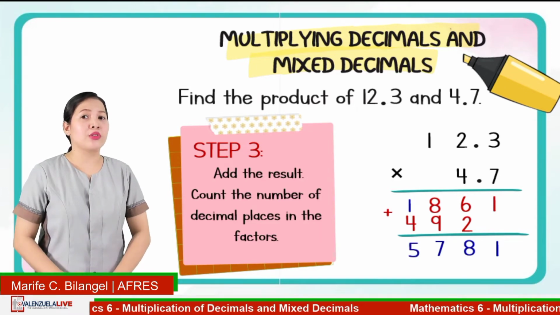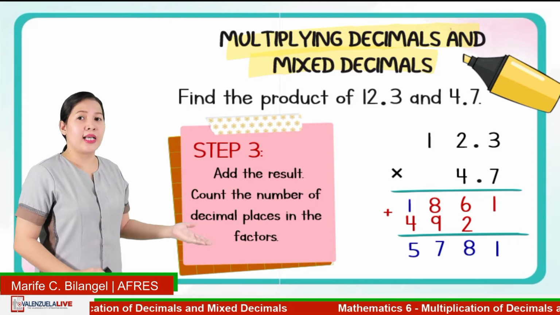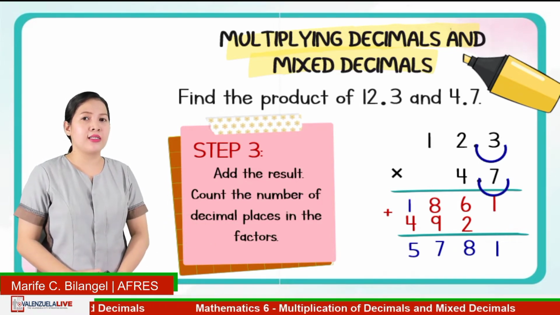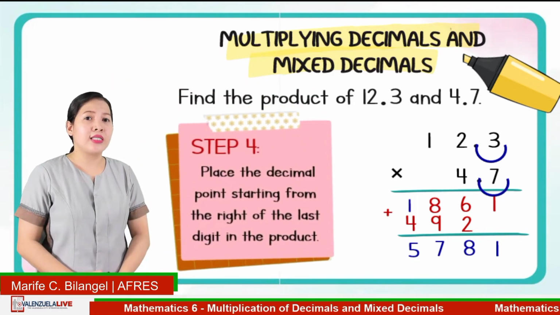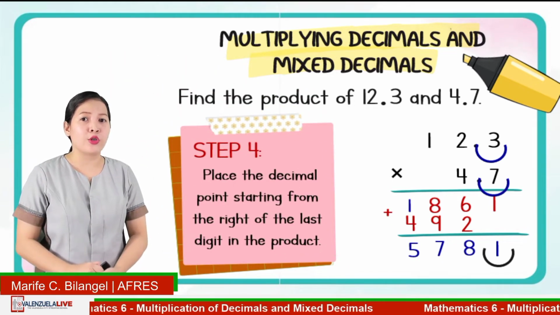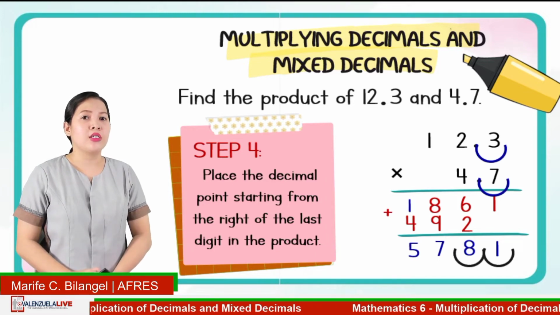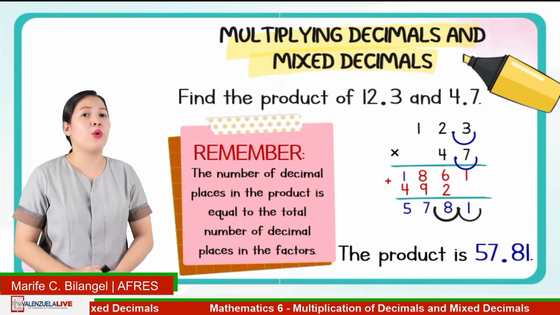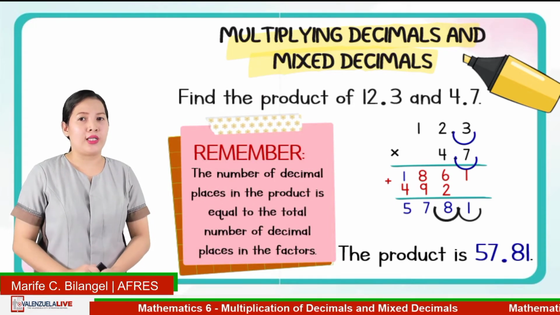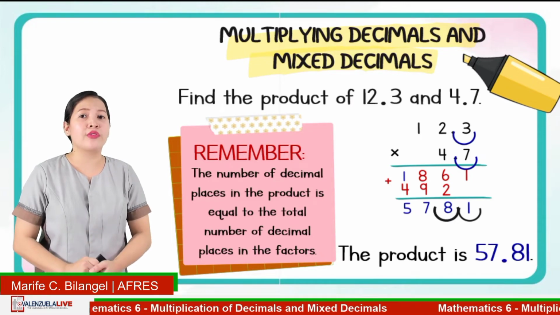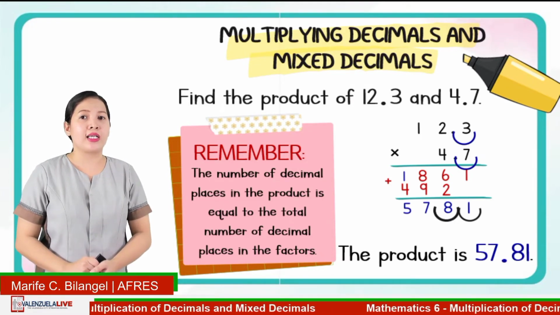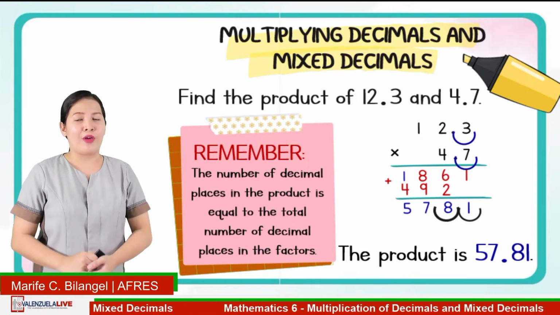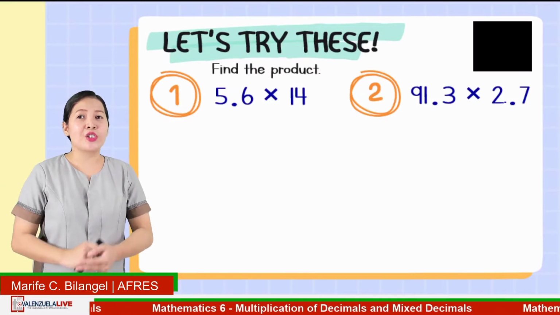Don't forget to count the number of decimal places in the factors. So we have 2 decimal places. Place the decimal point starting from the right of the last digit in the product. So we have 57 and 81 hundredths as our product. So let us remember the number of decimal places in the product is equal to the total number of decimal places in the factors. So let's try this activity.